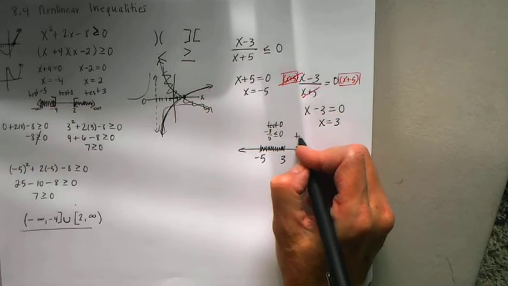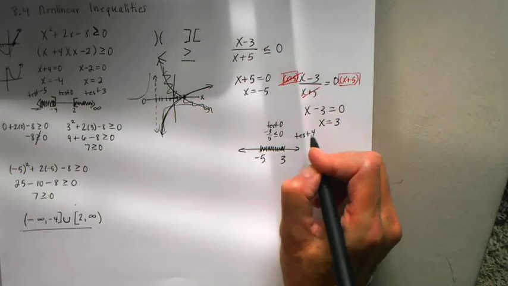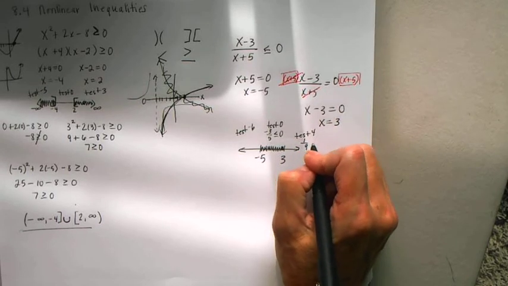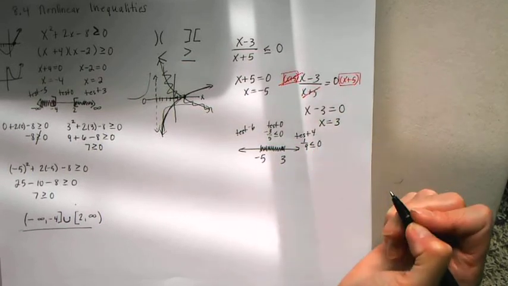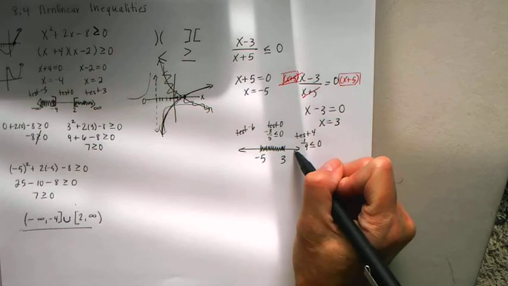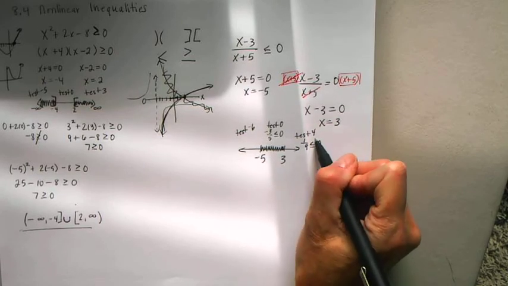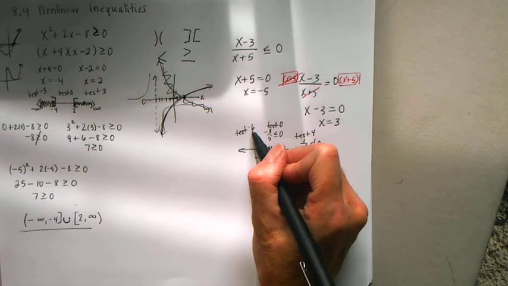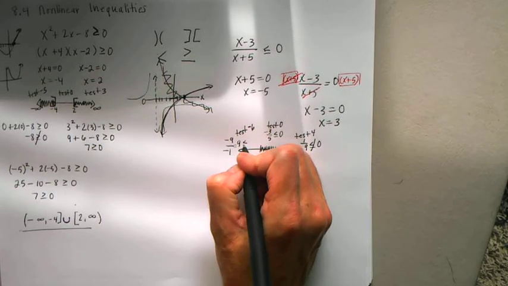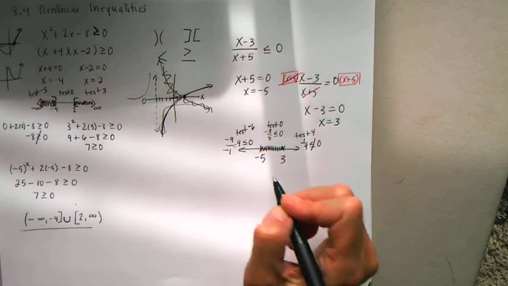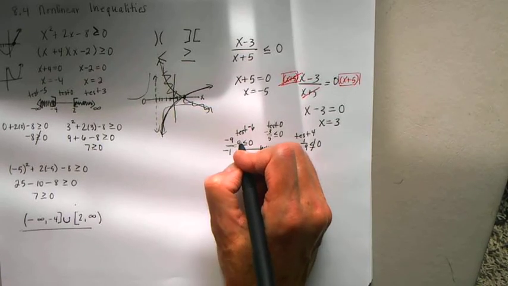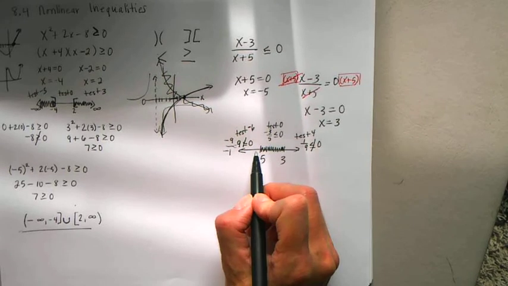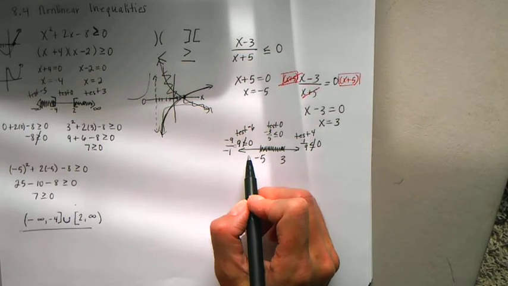So let's make sure. We expect it to alternate, but let's test 4 in here. I get 1/9 is less than or equal to 0. And that is not true. So I do not shade that interval. Let's test negative 6, which gives 9. And is 9 less than or equal to 0? No, positive numbers are not less. So once again, I do not shade this interval.